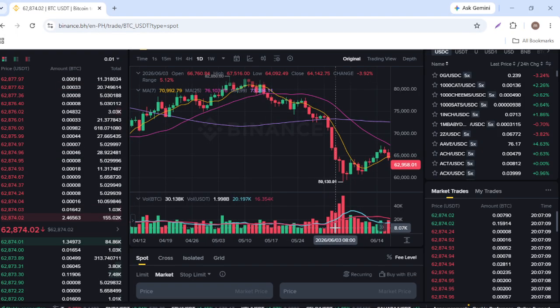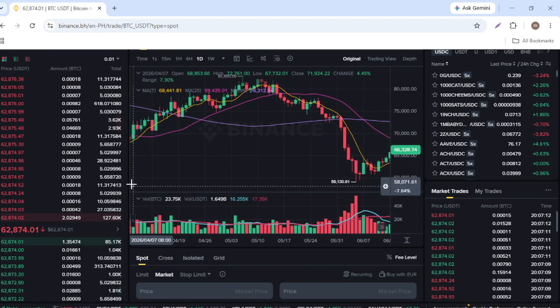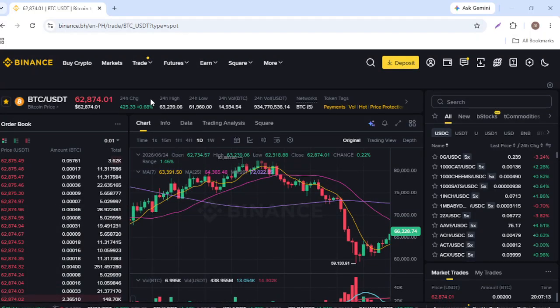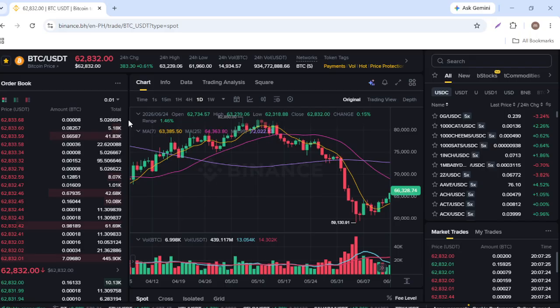You may also see the current trading volume listed in the market details section, depending on the Binance layout you're using. This can include the 24-hour volume, which shows the total amount traded over the last 24 hours. Volume is useful because it shows how much market participation there is. A coin with higher volume is usually being traded more actively, while lower volume may mean less activity.